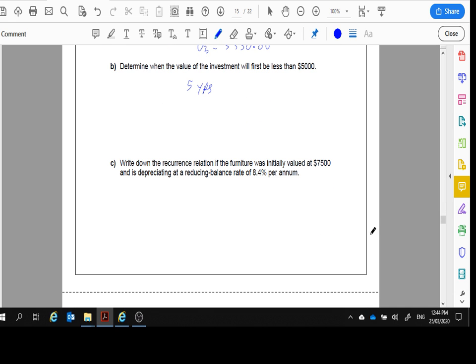Then part C says, write down a recurrence relation if the office furniture was initially valued at 7,500, there's our V of 0, and it depreciates, reducing balance at 8.4%. So okay, let's work out our percentage. So we've got 100%, but we're depreciating by 8.4%, so that means we've got 91.6%, divided by 100 to get the decimal, 0.916. Now we can write V of 0 equals 7,500, V of n plus 1 equals 0.916 times V of n.